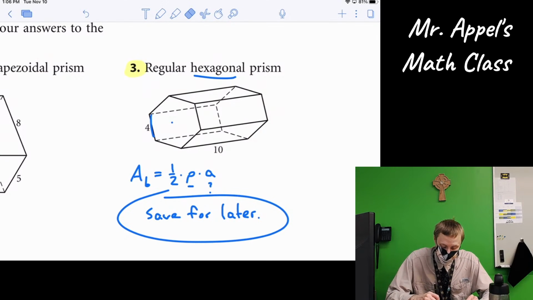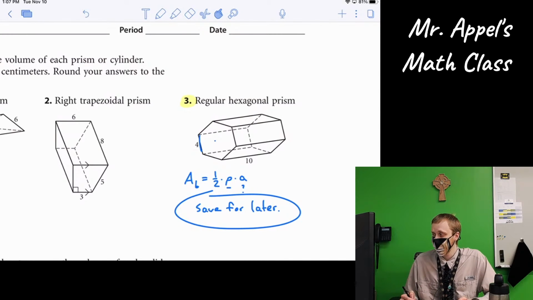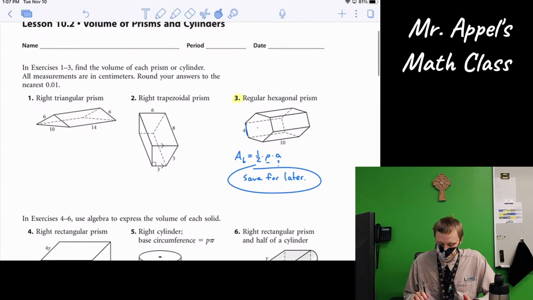Right? So if you see a regular hexagon with no apothem given, think, oh shoot, I can't do this yet. Skip that one. We'll come back to those at a later time. Okay? Other than that guy, does anyone have any questions on volume? No? Pretty straightforward questions today.